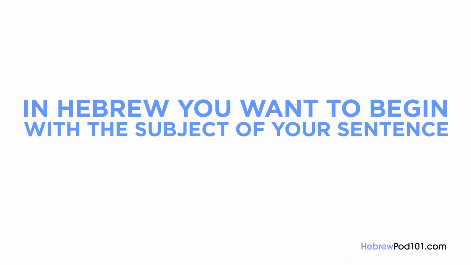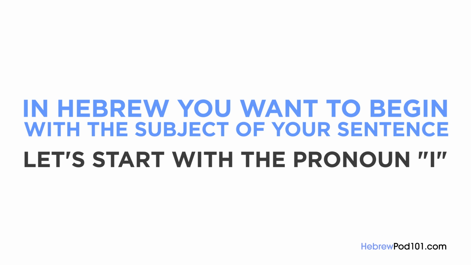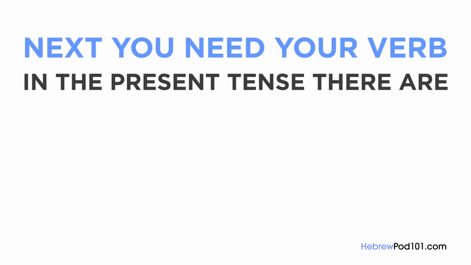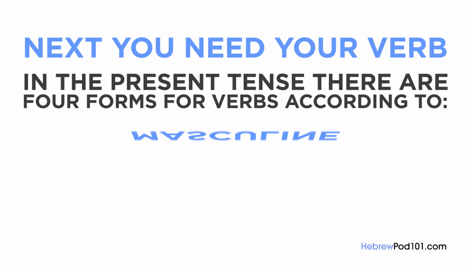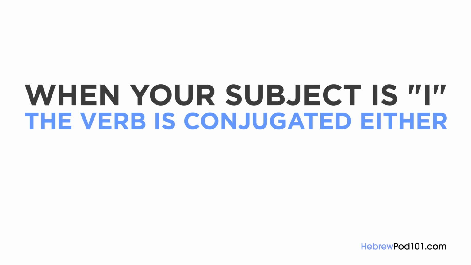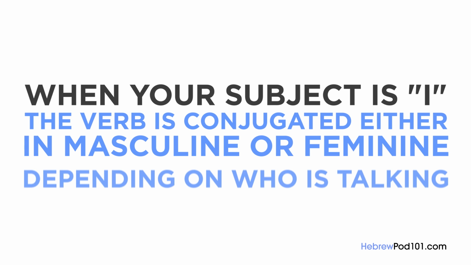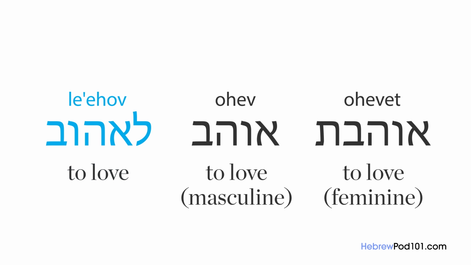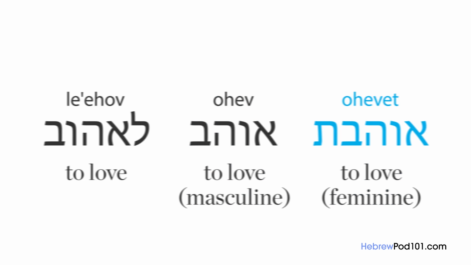In Hebrew, you want to begin with the subject of your sentence. Let's start with the pronoun I. In Hebrew, that's ani. Next, you need your verb. In the present tense, there are 4 forms for verbs according to masculine plural, and feminine plural. When your subject is I, the verb is conjugated either in masculine or feminine, depending on who is talking. Using the verb to love, le'ehov, as an example, the masculine is ohev, and the feminine is ohevet.